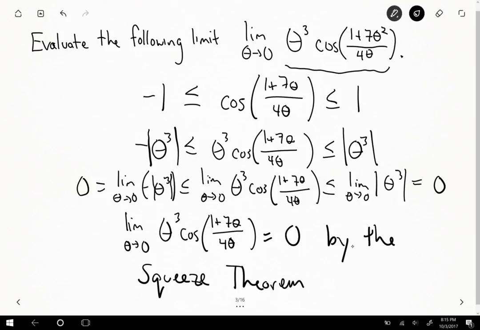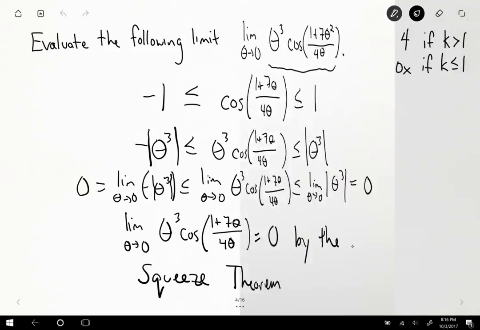Okay, so basically we squeezed it in between two numbers, those left-hand and right-hand limits. They actually came to be the same number, so it's the squeeze theorem that we used to get our final answer. Okay, moving on to the next problem. If there's no other questions there, let's take a look.